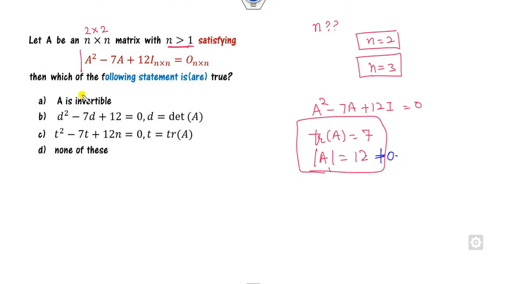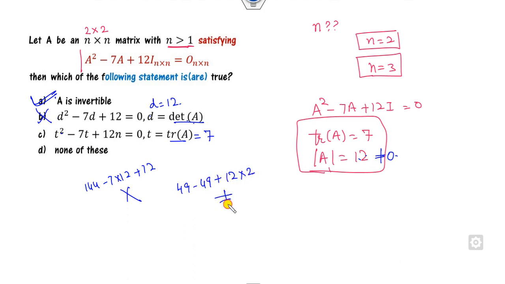Now what is the meaning of that? The determinant is non-zero, which means A is invertible, so that is the right answer. The determinant of A is 12, so the option saying the determinant equals the other value is not satisfied. And the trace is 7, so that option is again not satisfied. 49 minus 49 plus 12, with n as 2, is not 0. So this is also cancelled out. The right answer is only A.